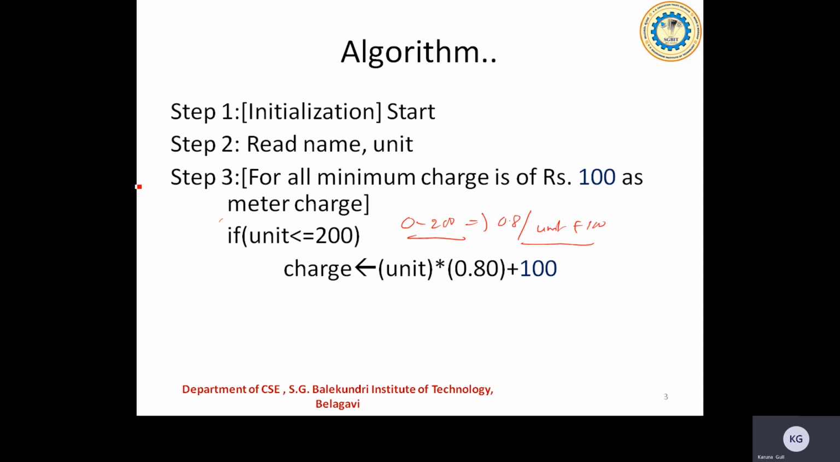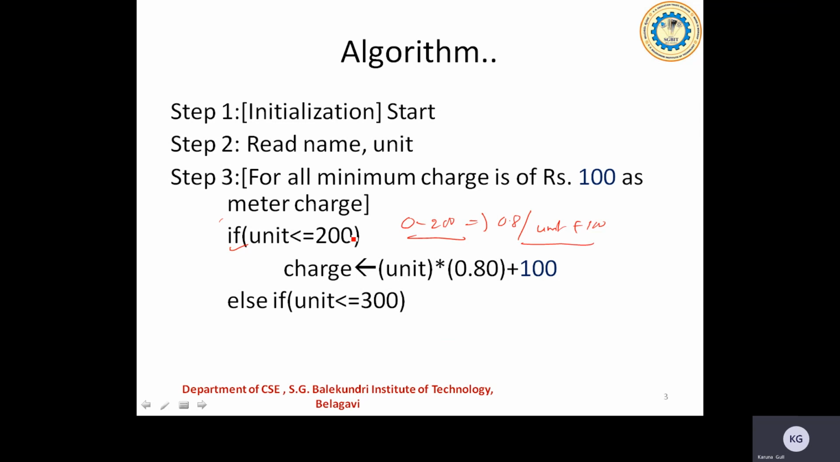Now I'll go ahead with the second range, that is more than 200 and less than or equal to 300. Because it's an else if ladder, if the first condition is false, that means the unit is more than 200 itself. Then only it goes to the else part, so there is no question of checking the lower bound. I'll check only the upper bound: else if unit is less than or equal to 300.